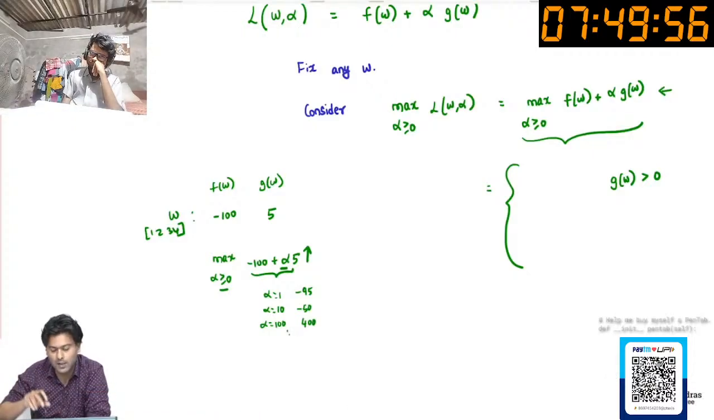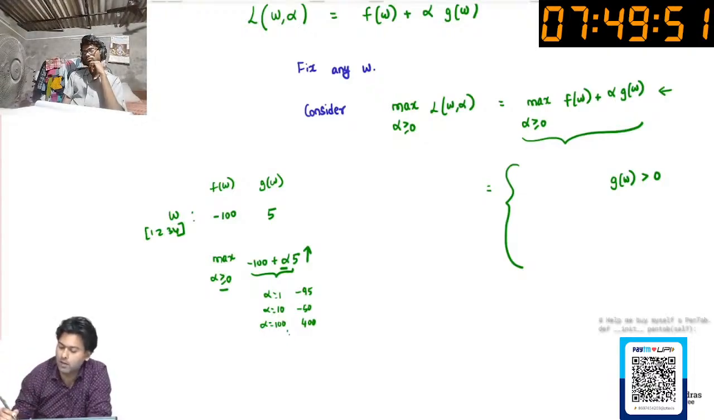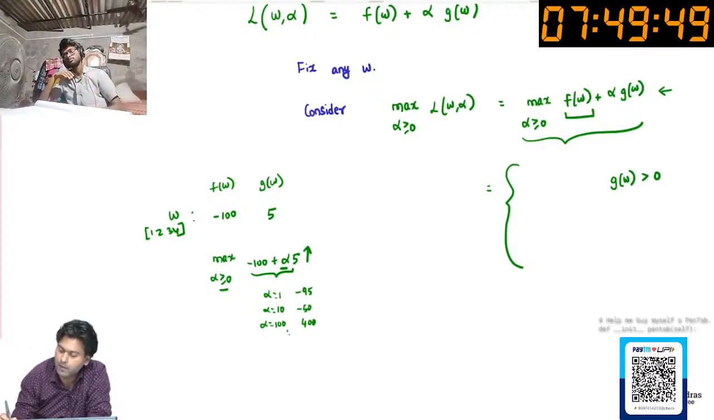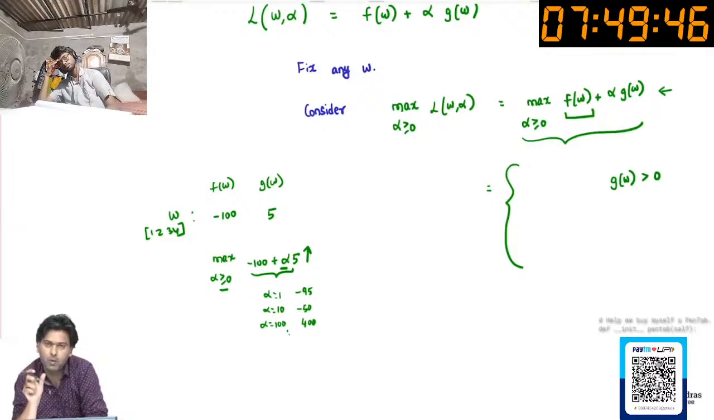So as I increase alpha, it looks like I can push this value as high as I want, right? And that is true because I have fixed the w. F of w is some fixed number. It can be as small as you want, but then it's a fixed number. It's not going to change as I change alpha.